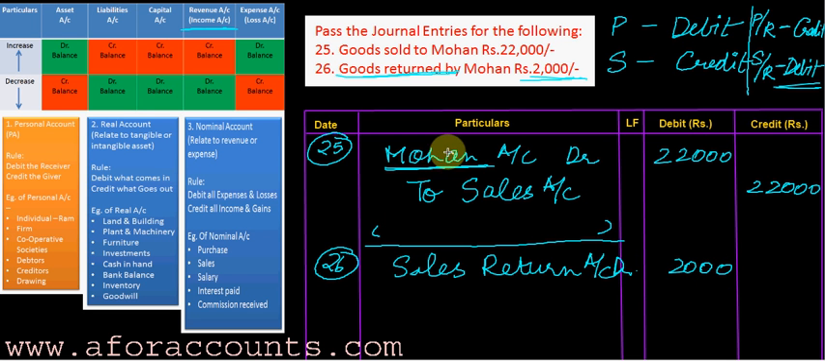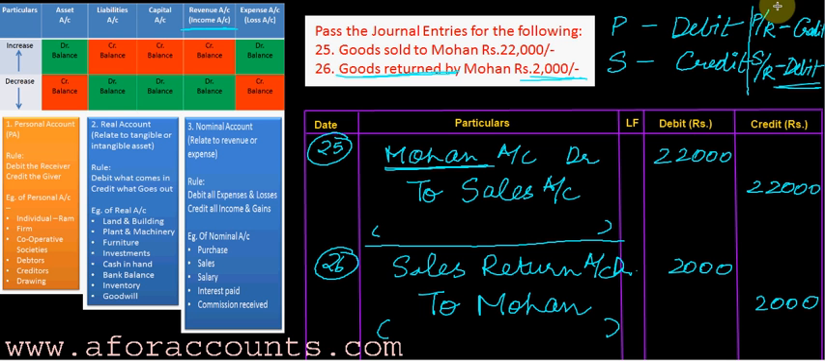And whom will I credit? I will credit Mohan because my asset has decreased from rupees 22,000 to 20,000. He will need not pay me the 2,000 now because he has returned the goods. 2,000, being goods returned by Mohan.